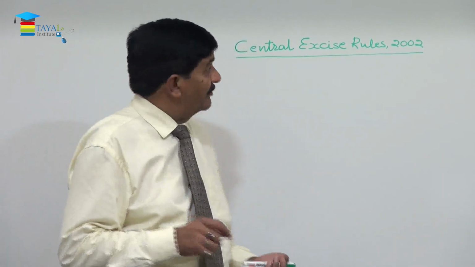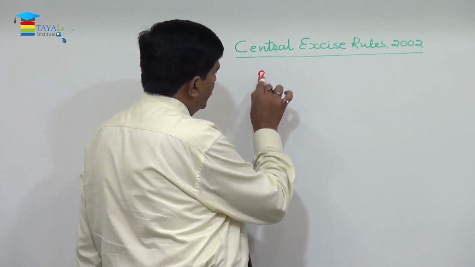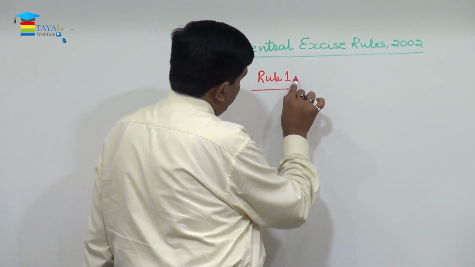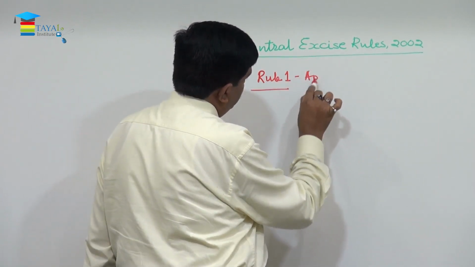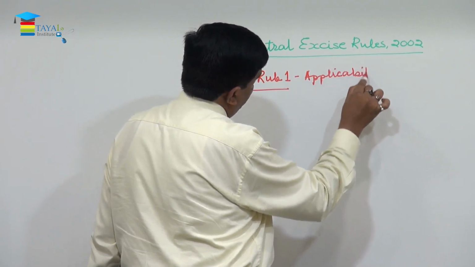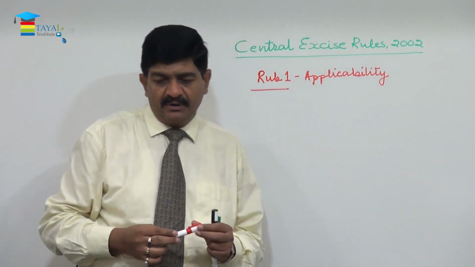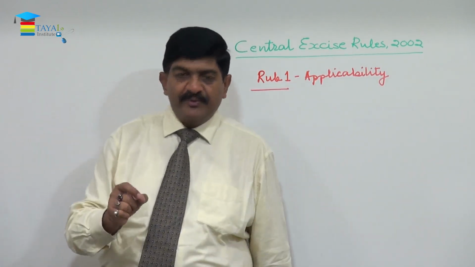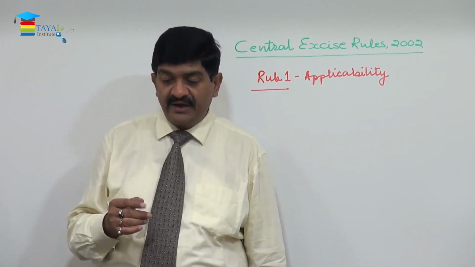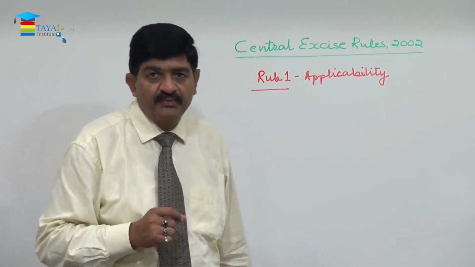Here, rule number one. What is given in rule number one? This is simply talking about applicability, where the rules will be applicable. And this says that these rules may be called Central Excise Rules 2002, then they extend to whole of India and they shall come into force on the first day of March 2002.